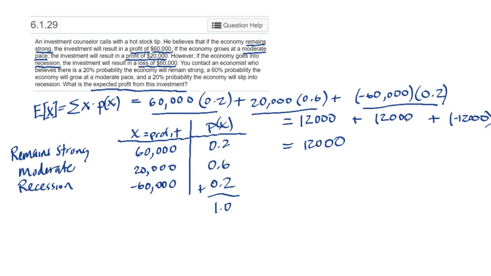So let me know if you have any concerns, and I'll be more than happy to help. Also, keep in mind, you may have noticed this already, but your problem may actually have different numbers. So you may not have 20%, 60%, 20%, and profit of 60,000, profit of 20,000, and loss of 60,000. The numbers may vary, but the general question is the same.